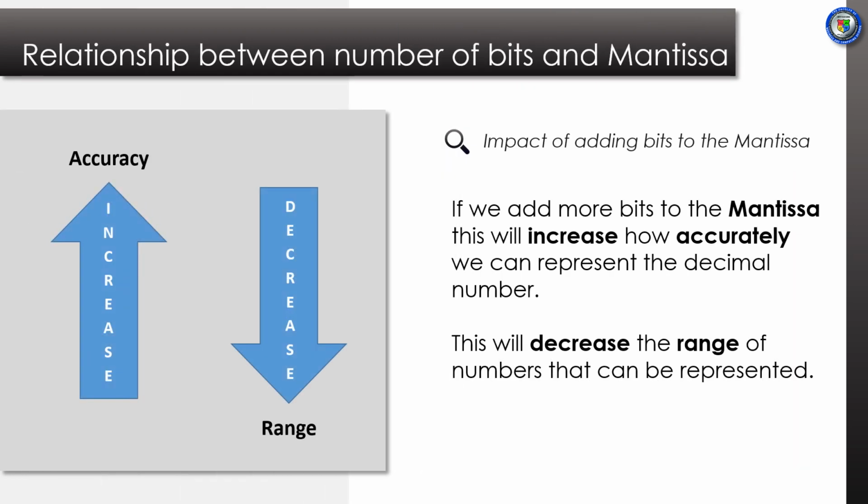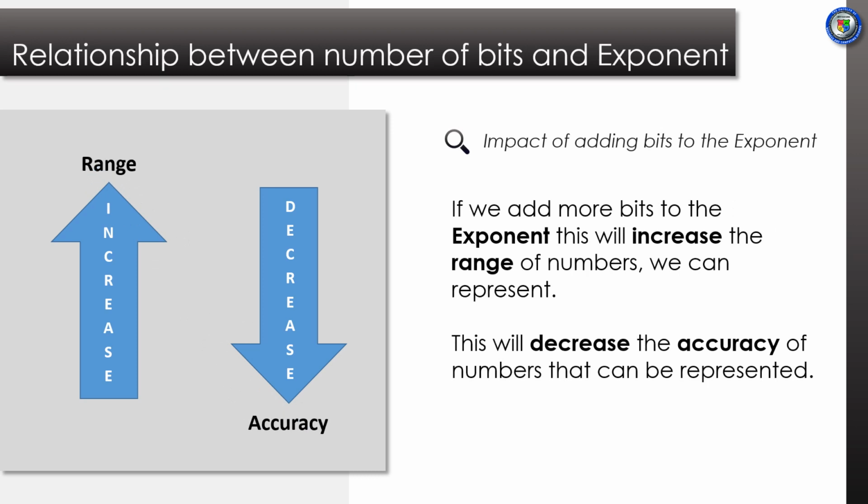Let's now look at the relationship between the number of bits in the mantissa. If we add more bits to our mantissa, this will increase how accurately we can represent our number. This will also decrease the range of numbers that can be represented. On the other hand, if we increase the number of bits to our exponent, this will increase the range of numbers that we can represent, and in turn will decrease the accuracy of the numbers that can be represented.